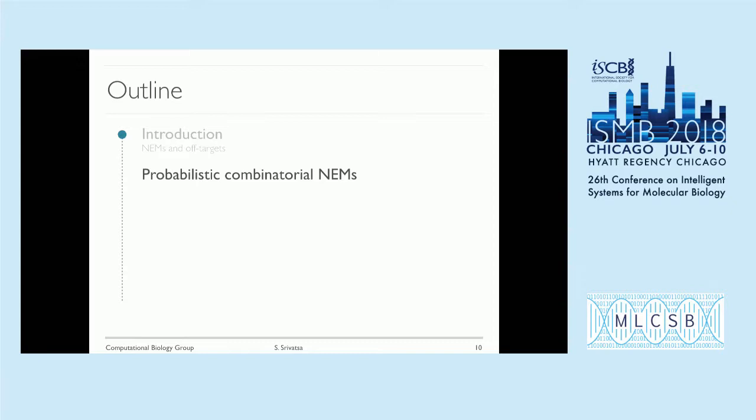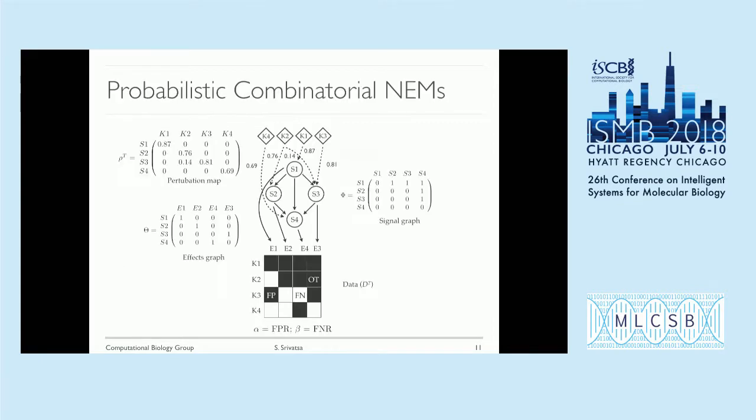That brings us to our model, probabilistic combinatorial nested effects models, or PCNEMs for short. Now, a PCNEM is again parameterized by a signal graph phi and an effects graph theta. However, in addition, we make use of a perturbation map rho that encodes the knockdown probabilities of different signaling genes in each experiment. Now, we can get this information from tools such as Target Scan. And the data now consists of both on-target and off-target effects. In addition to off-target effects, the data is subject to noise with false positives and false negatives.